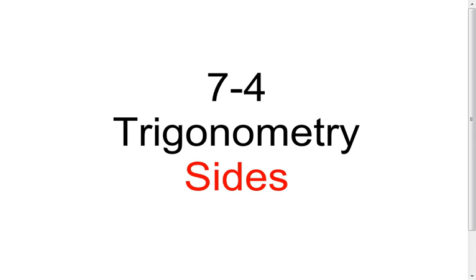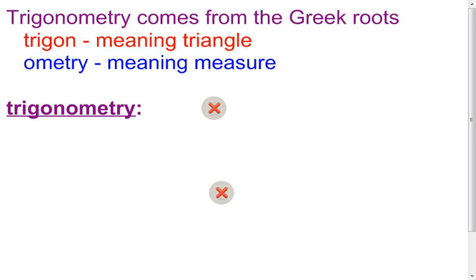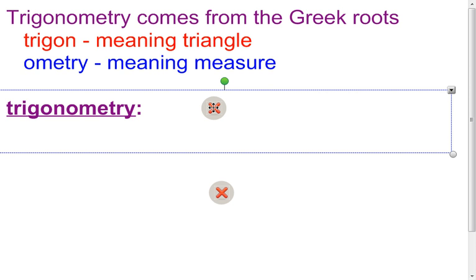This lesson is going to look at trigonometry, and specifically in this one I'm going to look at finding missing side lengths. We're eventually going to get to that once we talk about a bunch of other things dealing with trig. First, I'm just going to look at where the word trigonometry comes from. If you look at the Greek words, trigon means triangle, and ometry means measure. So trigonometry is going to have something to do with measuring triangles. We're going to look at measuring sides, and we're going to look at measuring angles eventually.